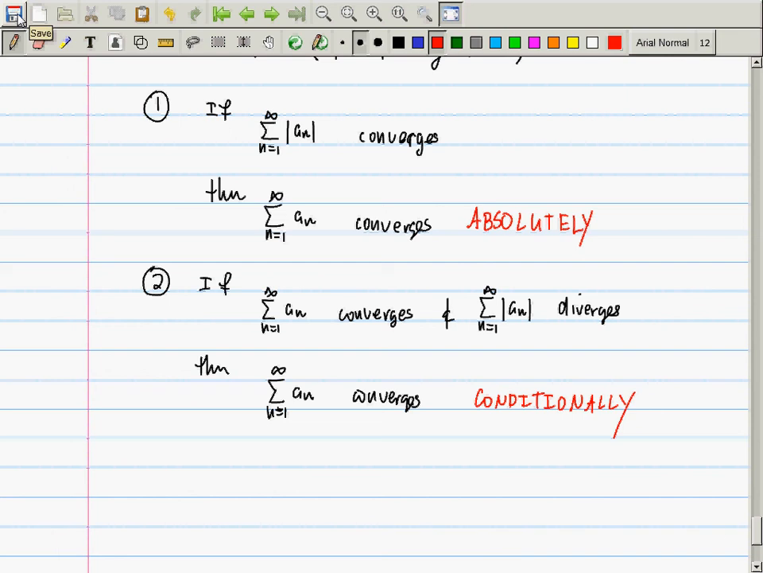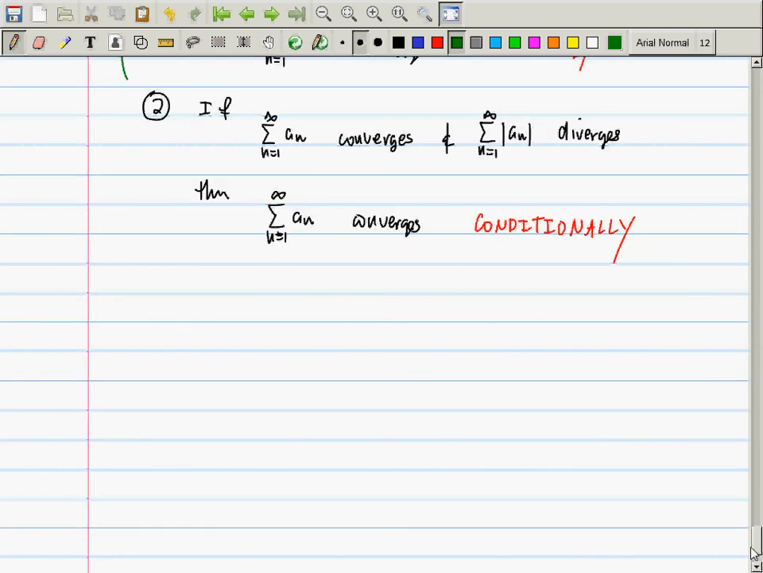Okay, so before I actually show, because this right here needs proof, and we're going to show it. This second thing, that's just a comment. That's just the kind of language we're going to use. So it doesn't require any proof. I'm just saying that's what we say. Now let's try and see something that converges absolutely and something that converges conditionally.